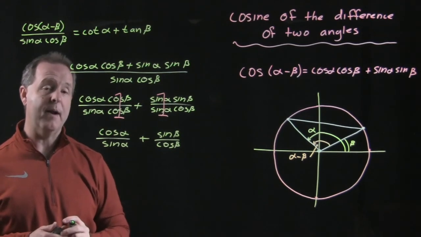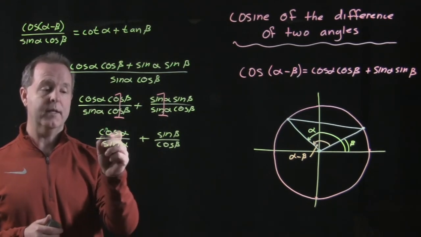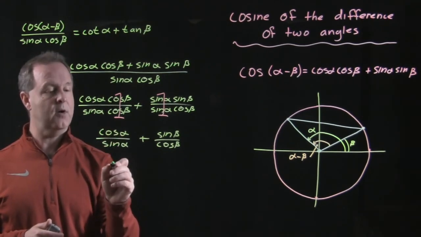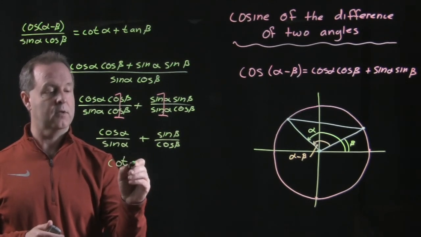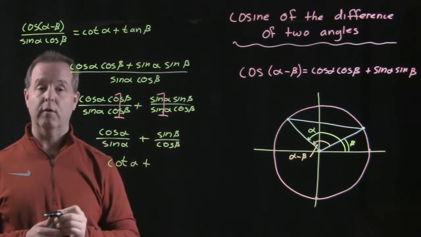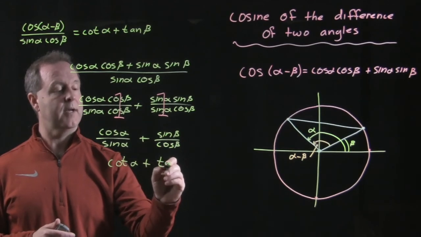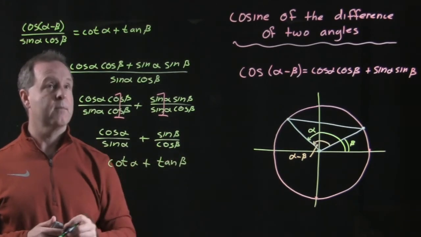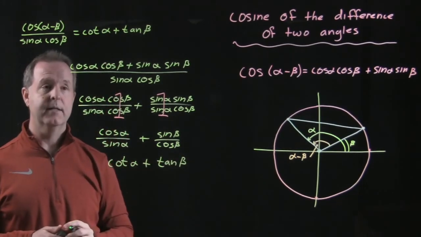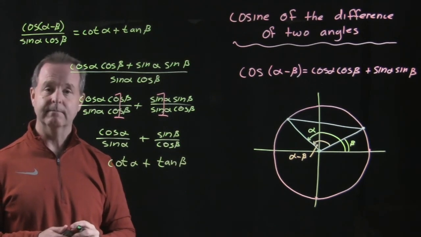Well, it helps us if we remember one of our fundamental identities. What is a cosine over a sine? That's cotangent. So cotangent of alpha. Sine over a cosine is tangent. So I have tangent of beta. And that matches my right side. So therefore, identity verified.